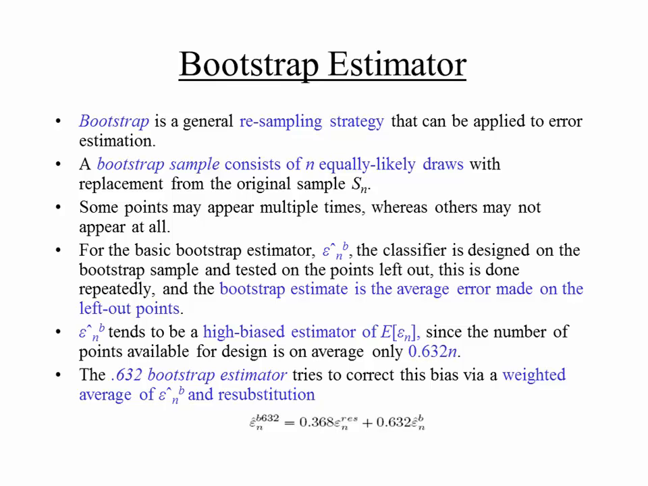And the 0.632, so you're saying that the resubstitution estimate is low biased, it's too optimistic. This one is high biased, right? So it's pessimistic. So the 0.632 bootstrap estimator tries to correct this via weighted combination of the bootstrap estimate and the resubstitution estimate, right? And the weighting is through this factor of 0.632, right? Again, this is all hand waving, heuristics, right? Nothing said in concrete.